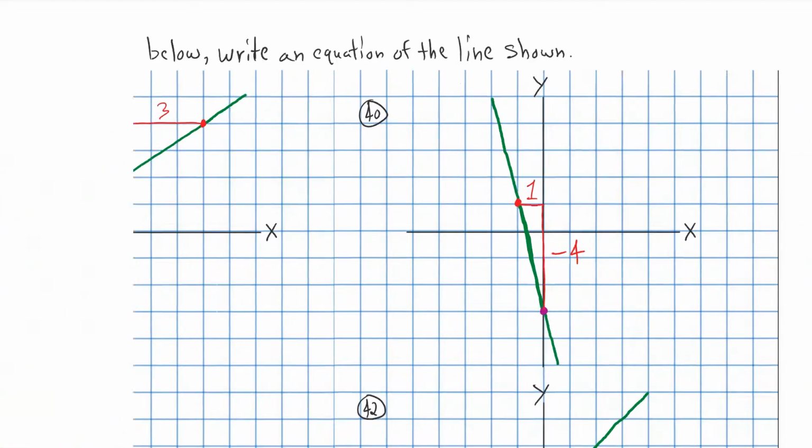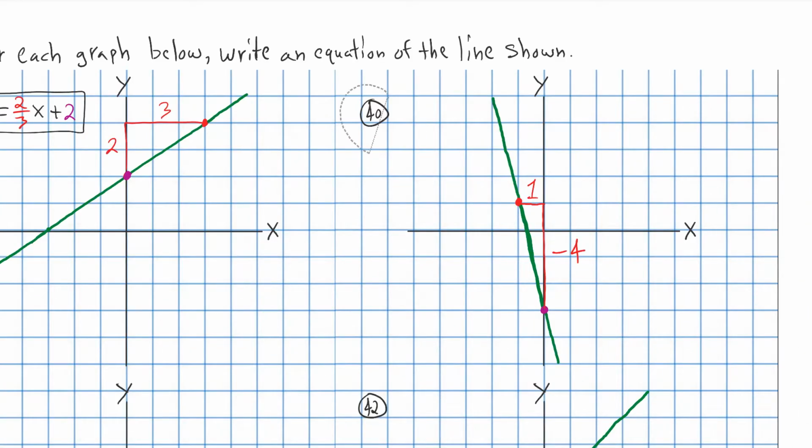So let me move this over a little bit. We're going to write slope-intercept form. Y is equal to the slope, -4 over 1, times x, plus the y-intercept. And actually it would be minus, because the y-intercept is negative, so it would be -3.